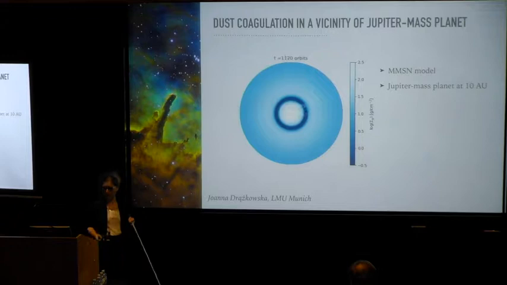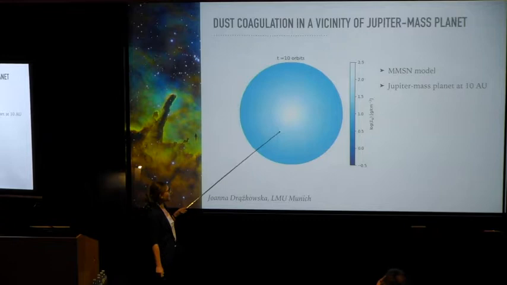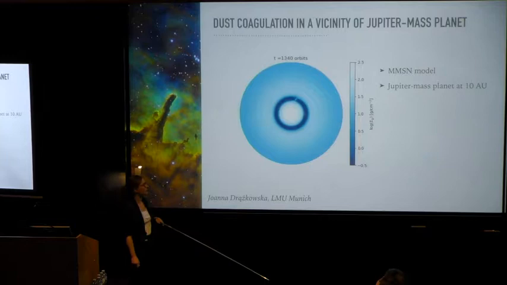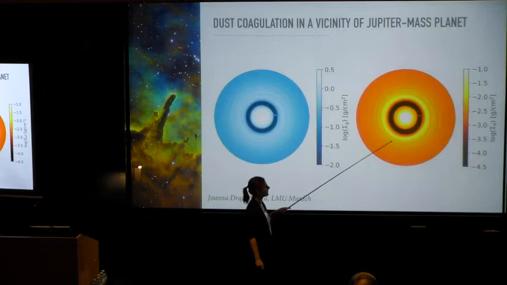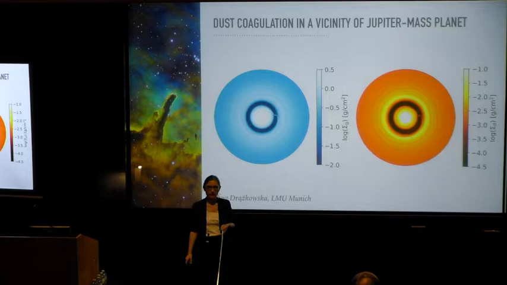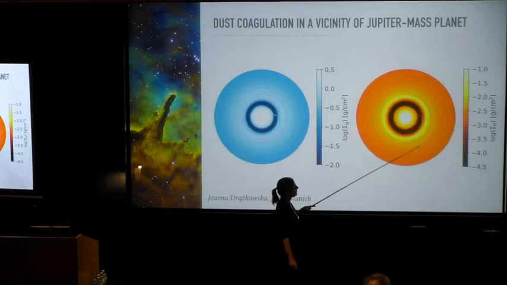Okay, so now what we see here is the gas density and everything as expected, right? The planet opens a gap, you have the spiral density waves and so on. And this is gas. Now let's look at dust. We also see, as expected, that the dust is gathering in this pressure bump outside of the planet orbit. Some of the dust is also trapped in the co-orbital region, and you see clearly that these spiral wakes are also showing in the dust.